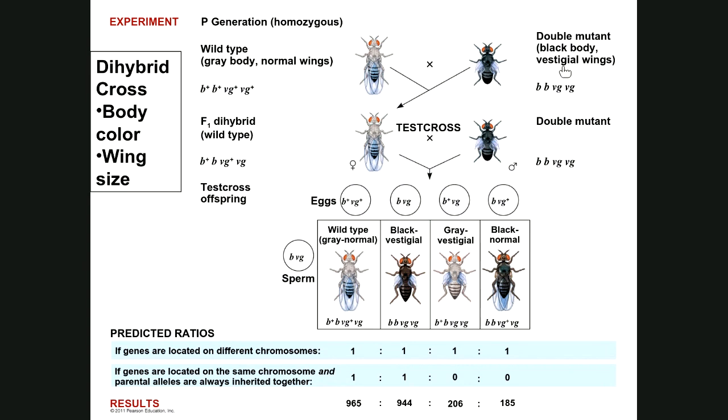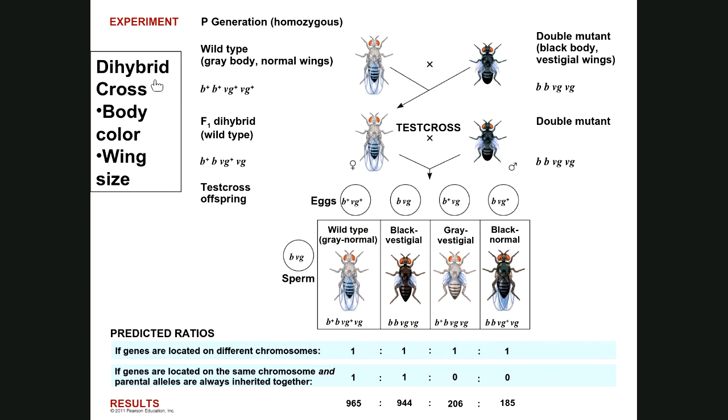Okay, he couldn't help but notice this combination. So then he said to himself, okay, I'm noticing these two different traits for body color and wing size always seem to be passed on in a certain combination, either gray with normal wing size or black with vestigial wings. So he duplicated Mendel's other type of experiment, dihybrid crosses.